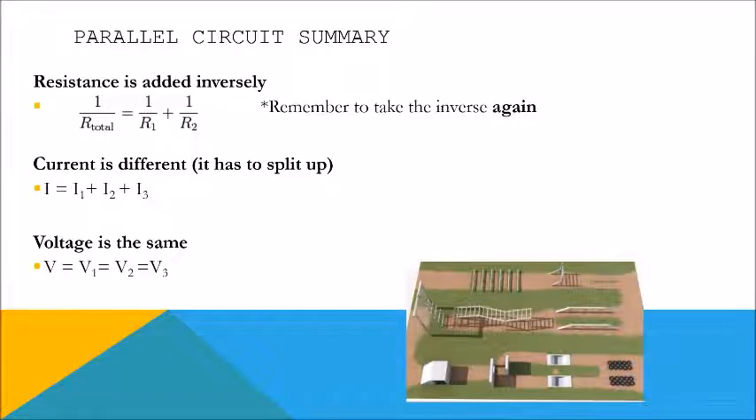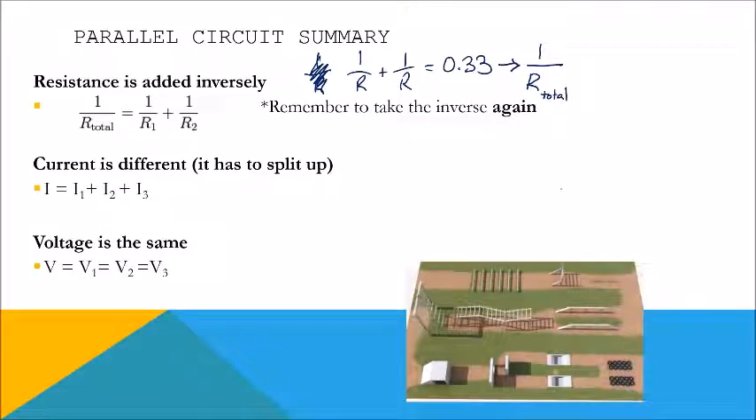For parallel circuits, resistance is added inversely. That can be a little tricky for students because, for example, say you have 1 over R plus 1 over R, and you get the answer of 0.33. 0.33 is not your final answer. 0.33 is 1 divided by the total. So you need to take the inverse again in order to get the correct answer, and you'll see that when we do our example.